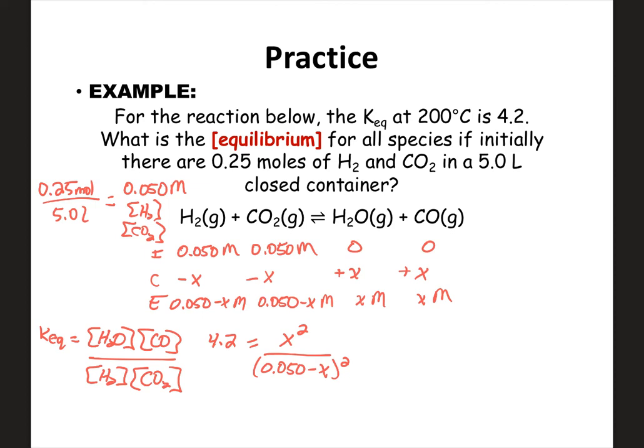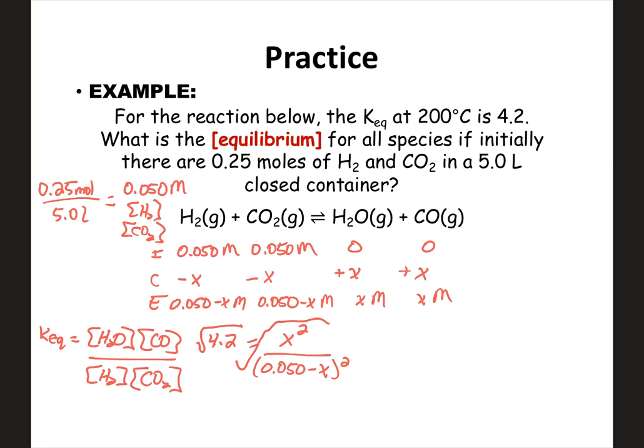Right? I have X squared on top. The bottom is (0.050 minus X) squared. That's a perfect square, so it makes the math a lot easier. So I take the square root of both sides here. And you do need to do the math to solve for X. I would make sure that you can do this in order to get to that point here, because you have to be able to solve this for X.